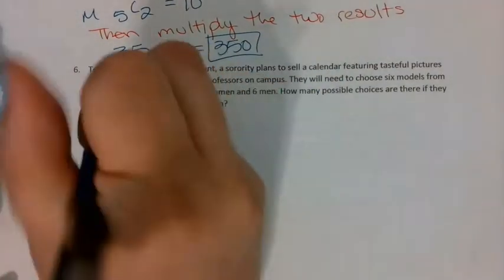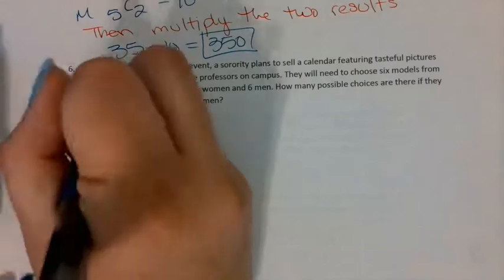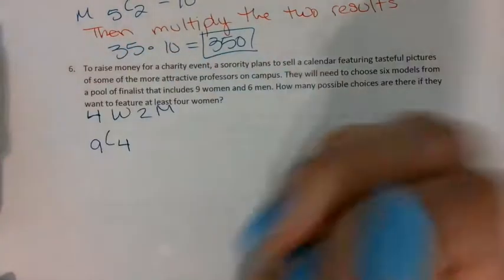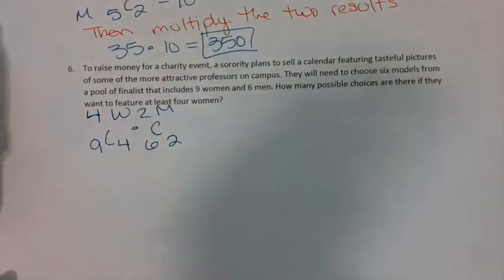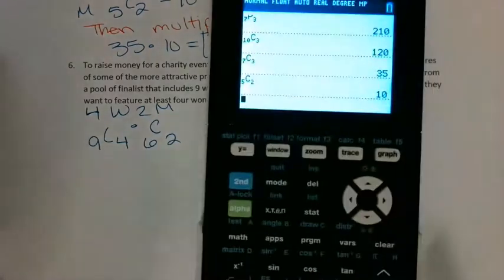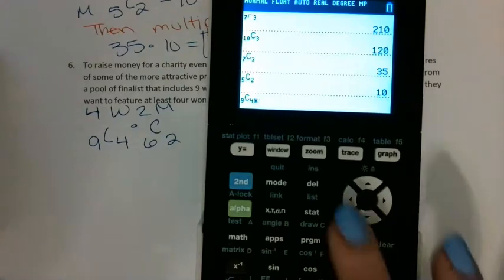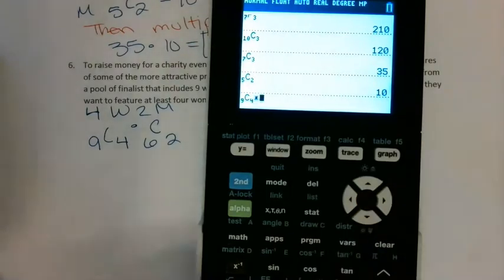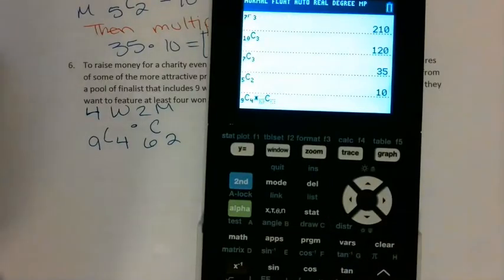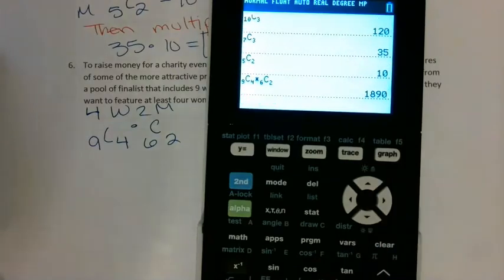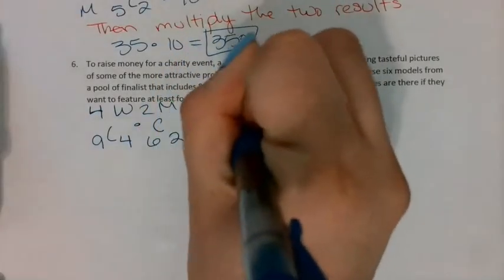So I am going to do 4 women, 2 men first. So the way I do that is, there are 9 women, we're choosing 4. For the men, there are 6 of them, and we're choosing 2. So I can multiply my combinations together. So if I go 9C4, and then I can times by 6C2. This one gives me 1890, or I could find those separately and then multiply, depending on how old my calculator is.